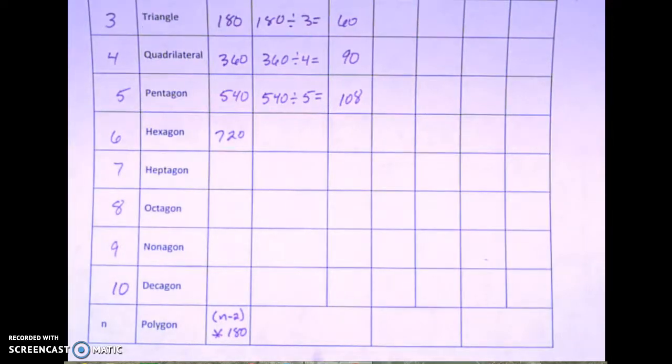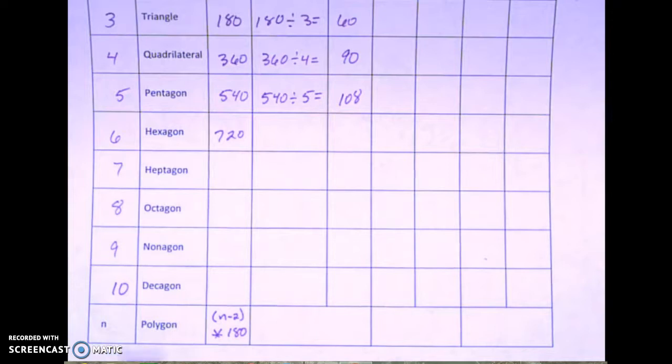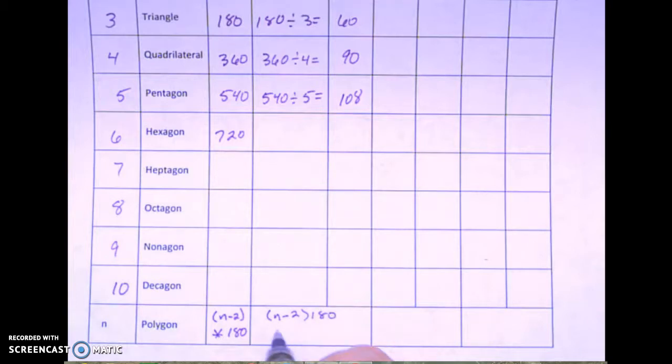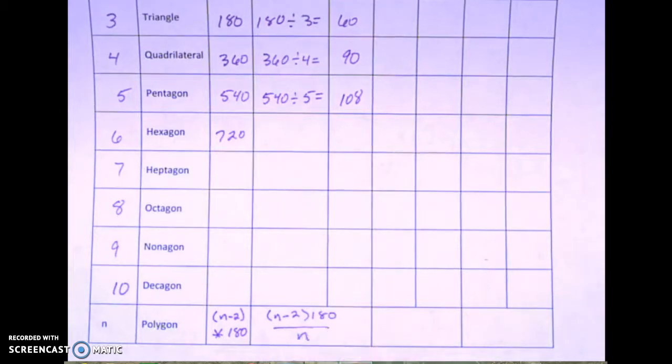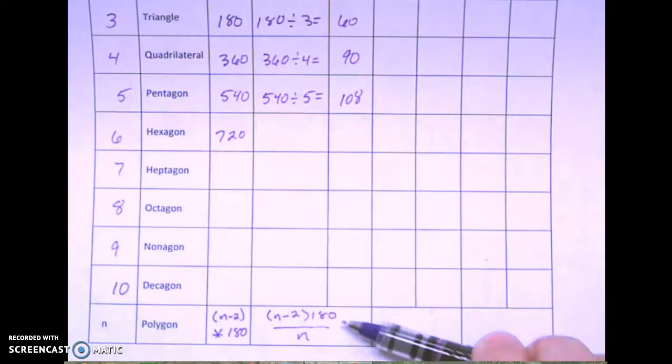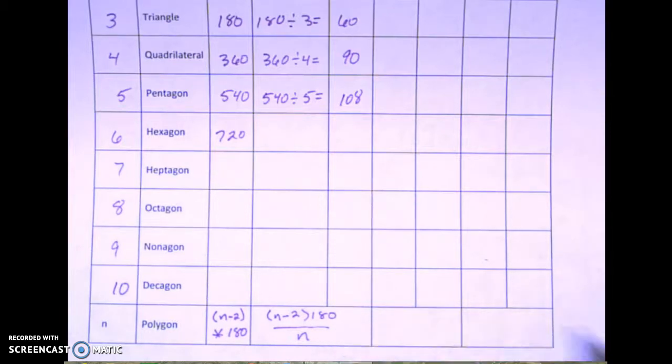Notice that what you've done for any polygon, you've taken that total, that n minus 2 times 180, and you've divided it by the number of sides, or divided by n. So when you're generalizing for any polygon, and you want to find the interior angle of a regular polygon, where we're saying all the angles are the same, you're taking your total, your n minus 2 times 180, and you're dividing by the number of angles you have.